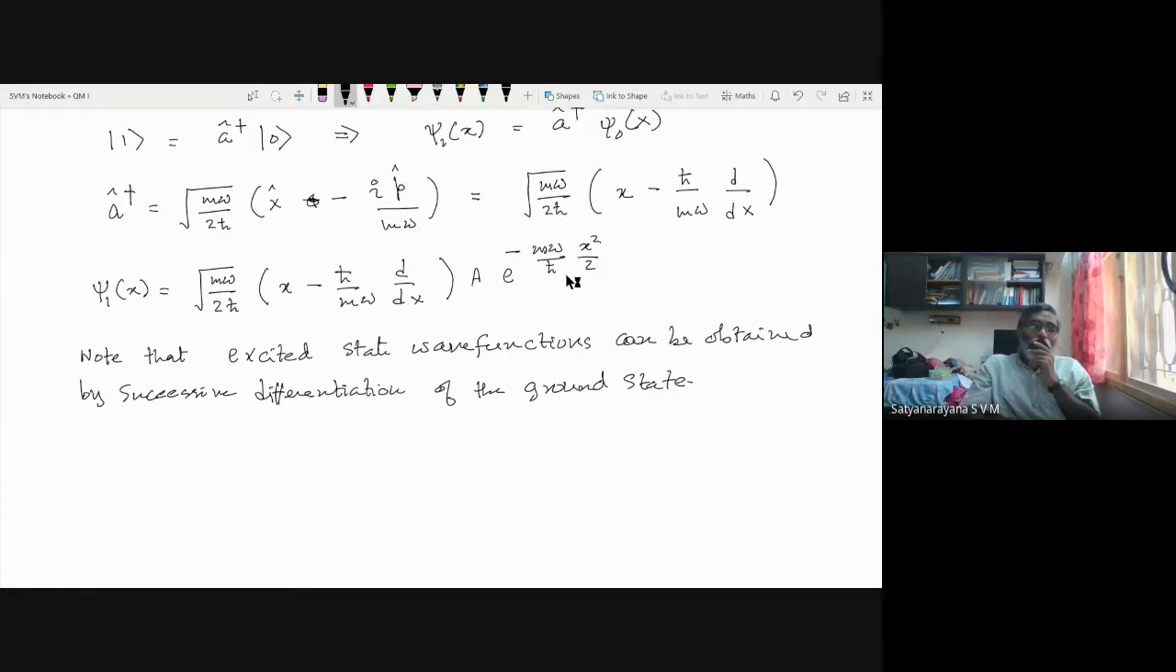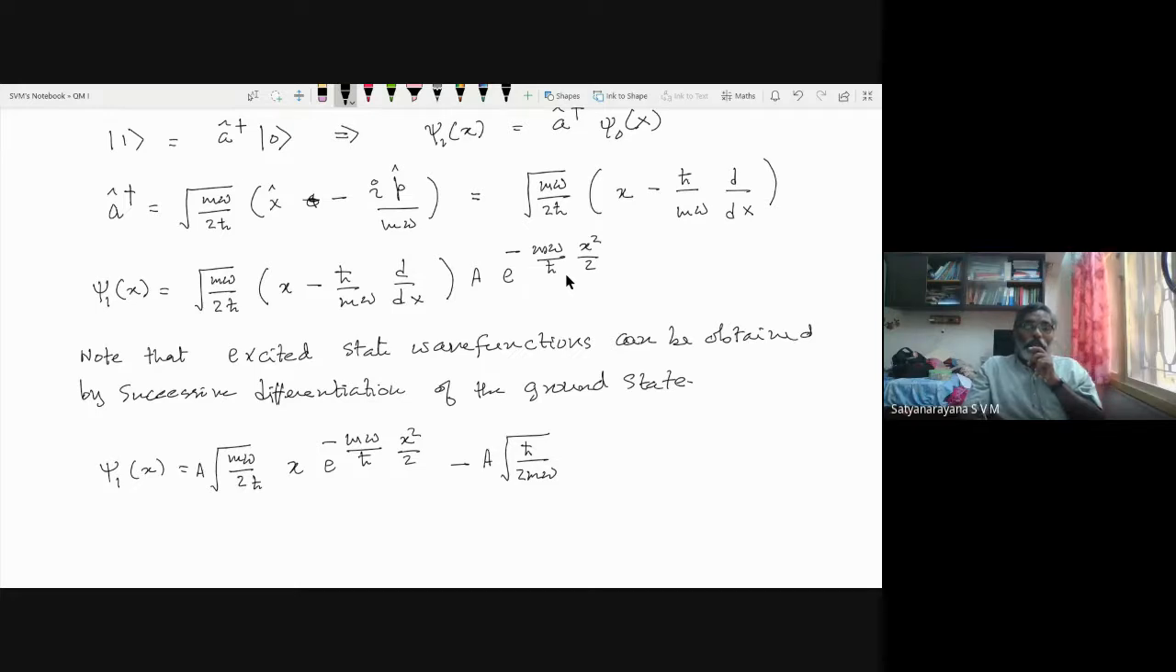So let us try to look at this psi 1 of x. So psi 1 of x is equal to square root of m omega by 2 h bar into x. There is an A sitting here, x into e to the minus m omega by h bar into x square by 2, because this is just going to multiply that, and minus, here I have h bar by m omega and m omega by h bar, so I will have square root of h bar by 2 m omega into d by dx of this.